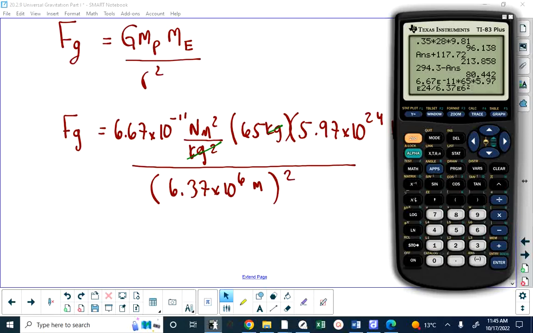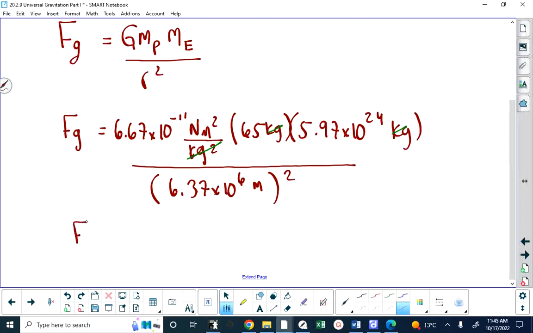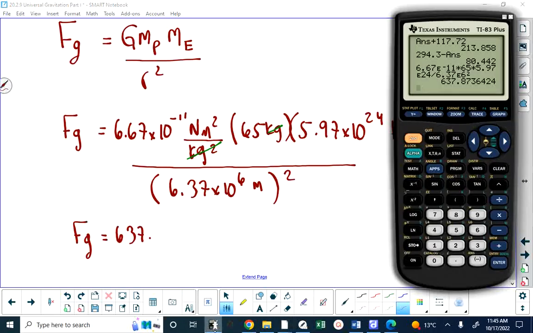And I want to make sure everybody does this on your calculator and makes sure that everybody gets 637.87 something. So the force due to gravity between the Earth and the person is 637.87 newtons.